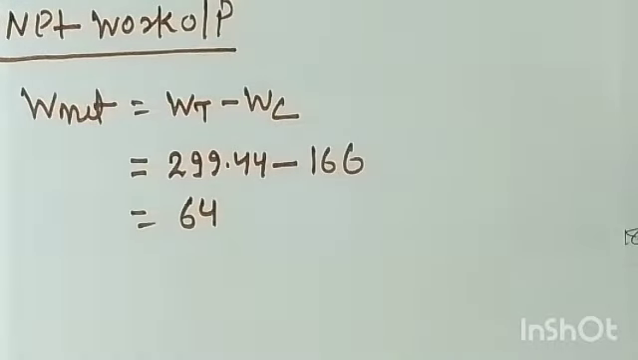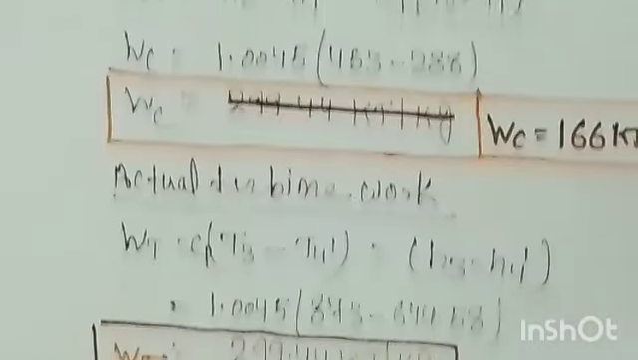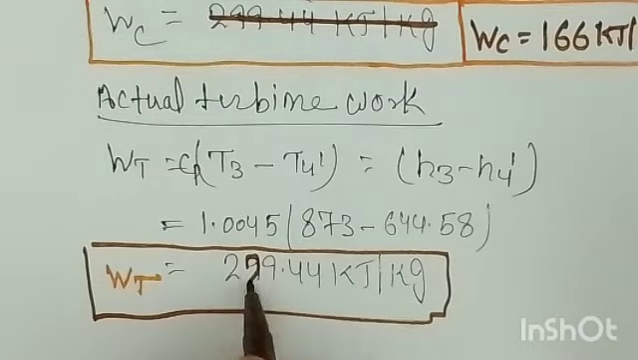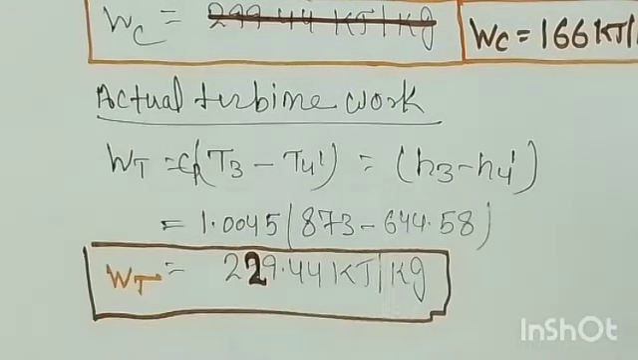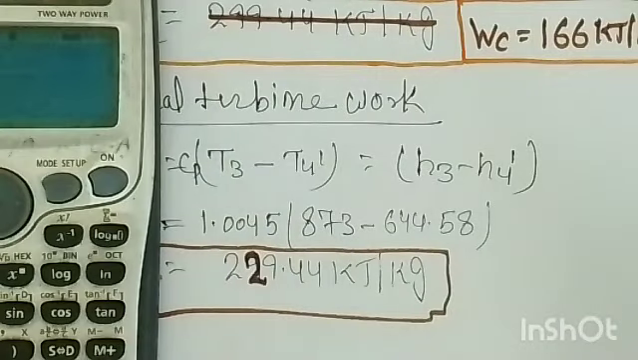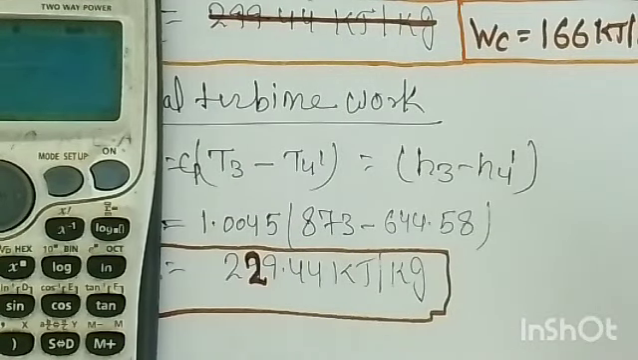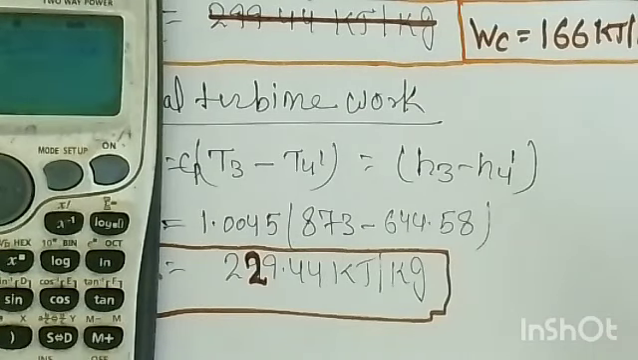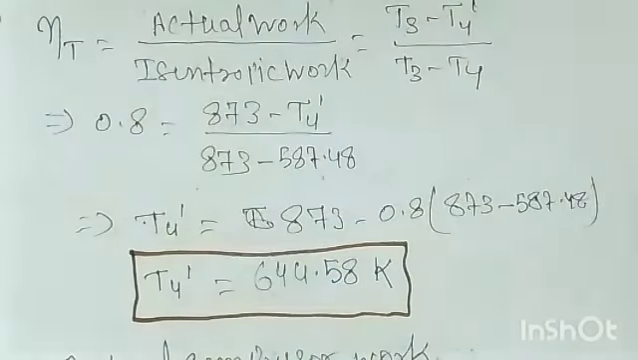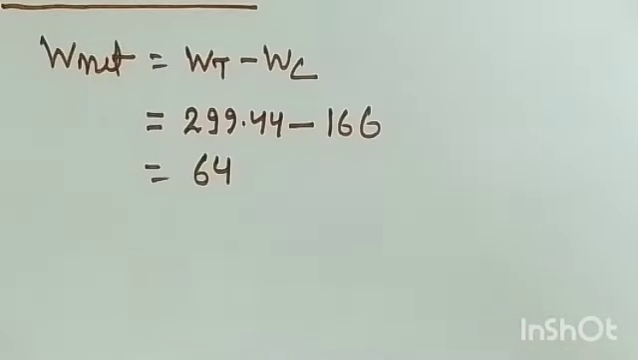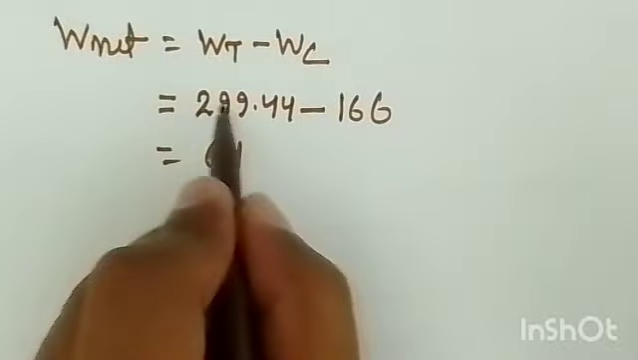Is it 299 or 229? 229. Sorry, it's a 229, right? Make a correction. Let me show you that it's a 229. 1.0045 into 873 minus 644.58. Yes, this is 229. There's a mistake, a little mistake we made right now. So now you can say here that this is the 229.